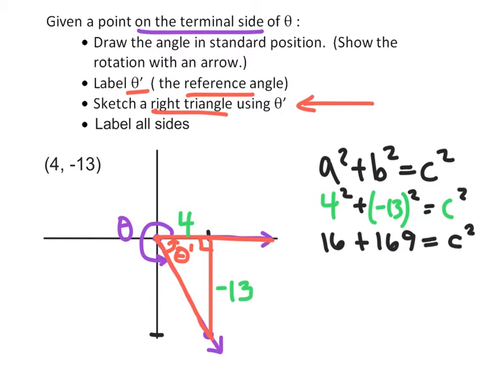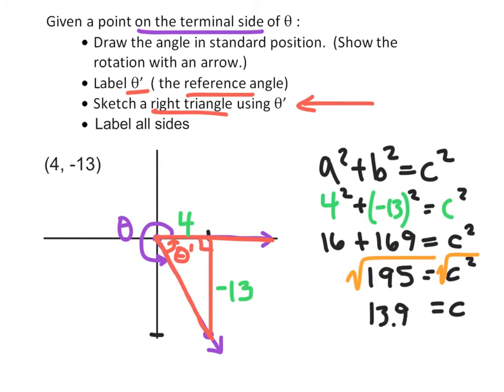16 plus 169 is 185 equals c squared. And remember, we need to square root both sides. We're going to square root here, and we're going to square root here. So c equals 13.964, and anytime we square root both sides, we're going to put plus or minus 13.964.